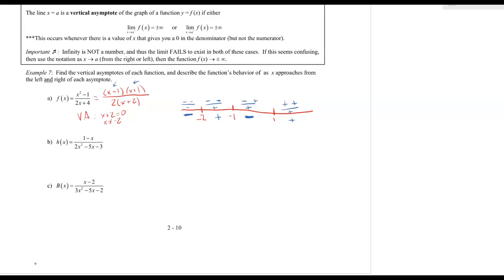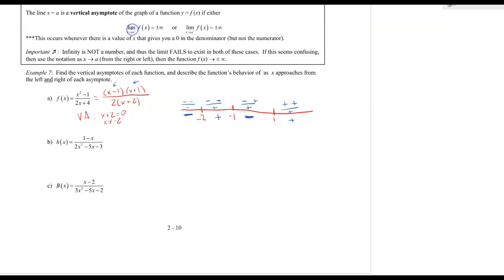Alright, so all I did was pick numbers that are in between these values, and I plugged them into each factor individually. That's how I'm getting all of these signs. I don't care about the actual numbers themselves. I just care if it's negative or positive. That's all I care about.